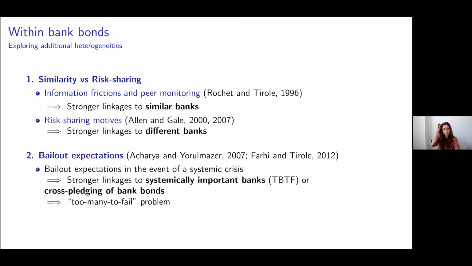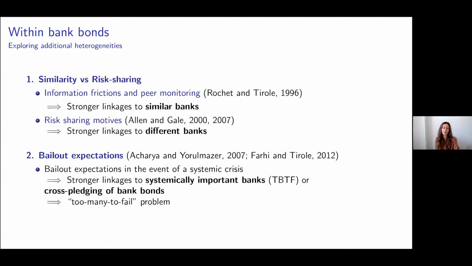The first one is the discussion between similarity and risk sharing. So there's a strand of literature arguing that banks should be more likely to hold bonds issued by similar banks, which is motivated by information frictions and peer monitoring literature. So banks better monitor banks that are similar to them, and as a result, they might be willing to increase their loadings of bonds issued by similar institutions. On the flip side, you can also imagine that the banks might be willing to increase their linkages towards different banks in line with the risk sharing motives literature.